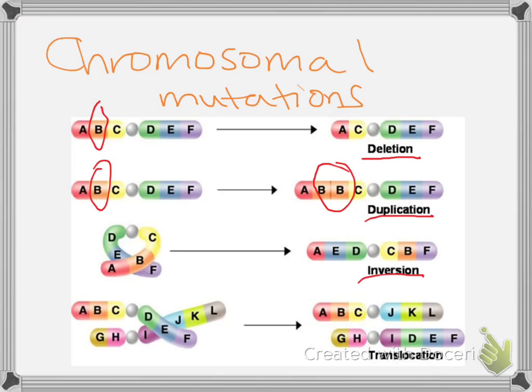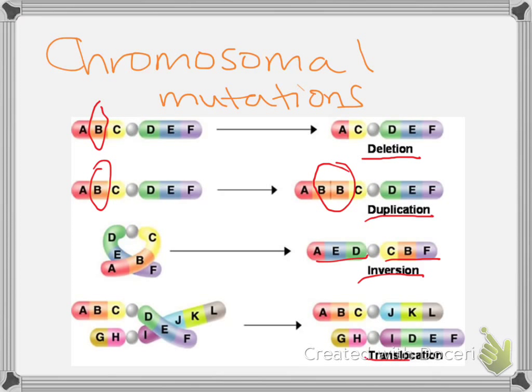We can have an inversion, where we take the chromosome, it folds in on itself, and it cuts and sort of reattaches, but in the wrong order. So instead of being A, B, C, then D, E, F, we have A, E, D, C, B, F. So the genetic information is not in the right order.